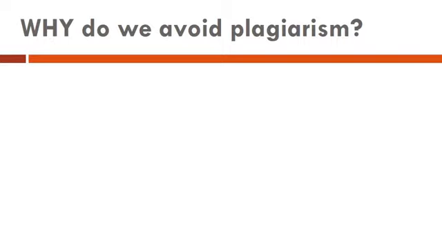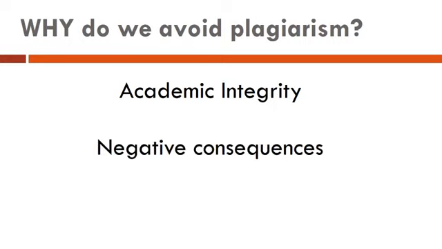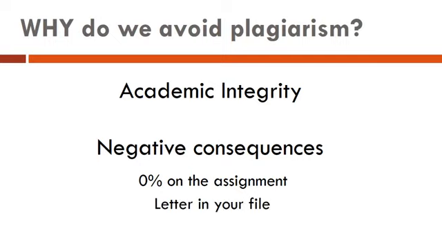So why is it important that we avoid plagiarism? The number one reason is because you're expected to have academic integrity. Every academic institution expects you not to cheat and not to plagiarize. If you do plagiarize, whether it be intentionally or unintentionally, there will be the same negative consequences. One of those consequences is a 0% on the assignment that you plagiarized in. It also includes receiving a letter in your file explaining that you did plagiarize, and it also can include suspension or expulsion from the academic institution.